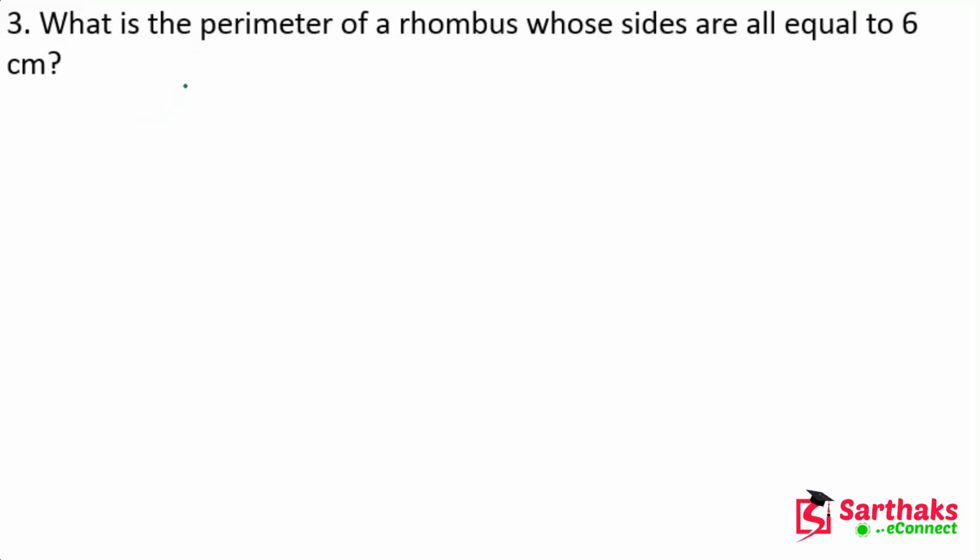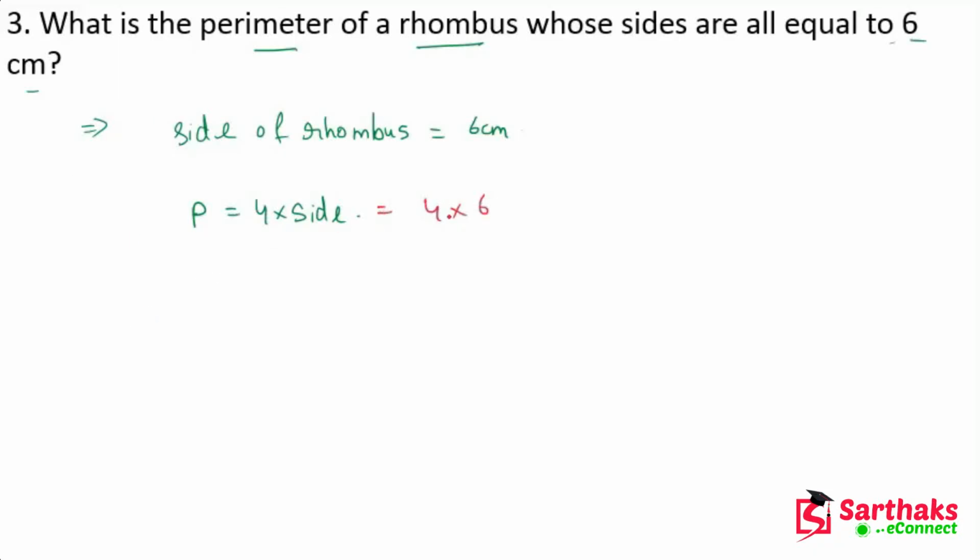What is the perimeter of a rhombus whose sides are all equal to 6 centimeter? We know that in a rhombus all the sides are equal. So the side of the rhombus is equal to 6 centimeter. The perimeter will be 4 into side. What is 4 into side? We know that 4 into 6 is 24 centimeter. So this is very easy, my dear friend.